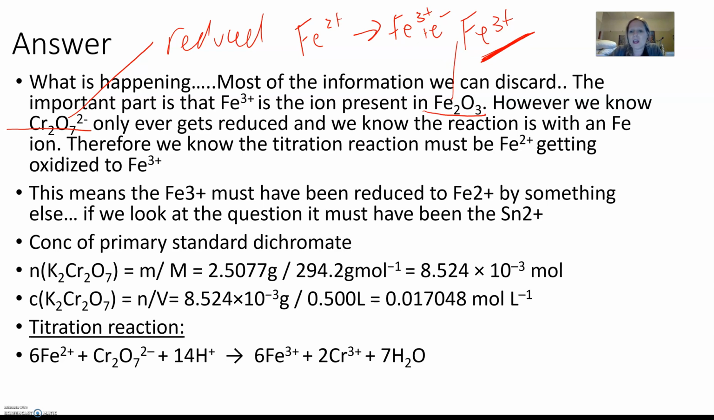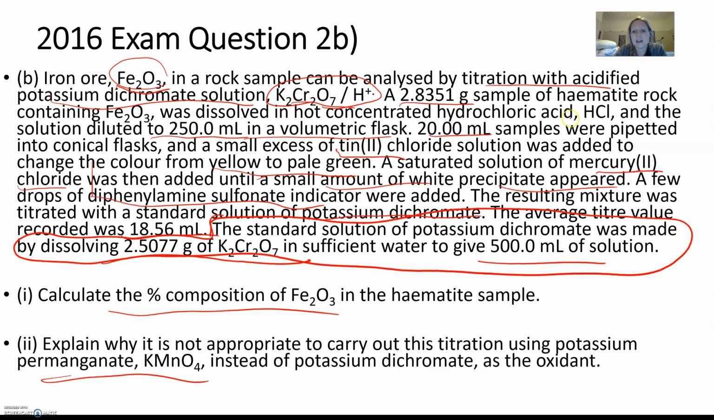So therefore, there has to have been some reaction in that massive paragraph where Fe3+ reacted with something to form Fe2+, so that the Fe2+ is what actually is reacting with our dichromate. And if you look at the question, it says really clearly here that the acid is used to dissolve. So the hydrochloric acid is to dissolve it and form aqueous ions. So it's not likely to be that. But then it says that excess tin(II) chloride is added. So excess is always added to make sure something completely reacts. So there's a bit of a hint there when it said the excess.